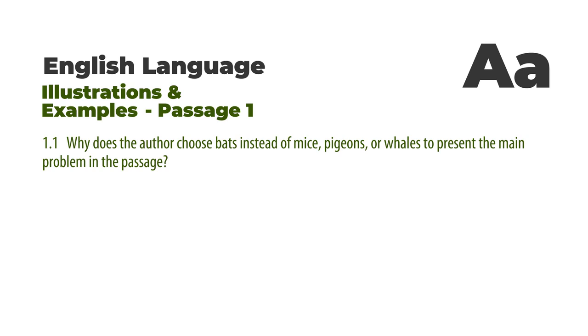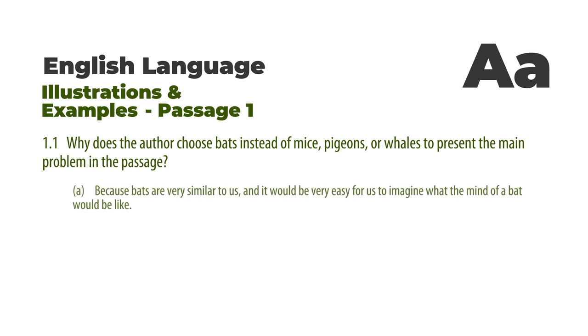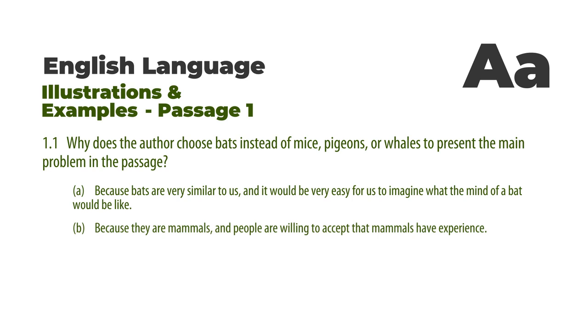Your options are A. Because bats are very similar to us and it would be very easy for us to imagine what the mind of a bat would be like. B. Because they are mammals and people are willing to accept that mammals have experience.